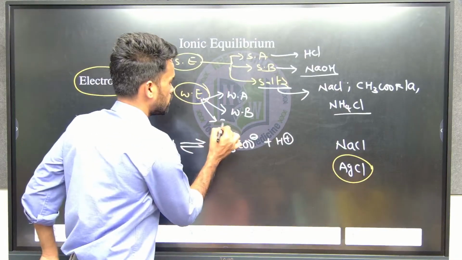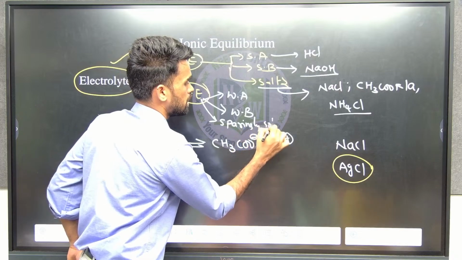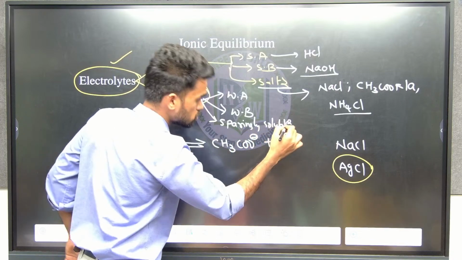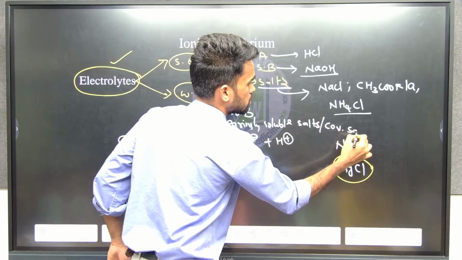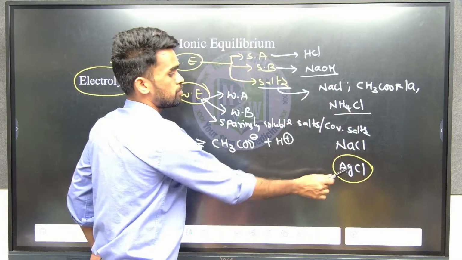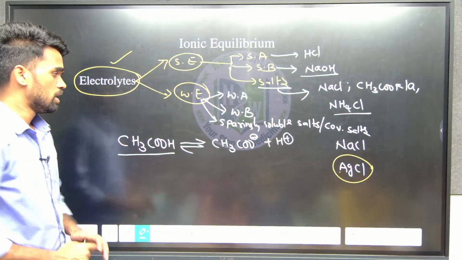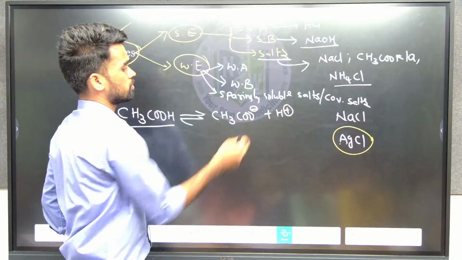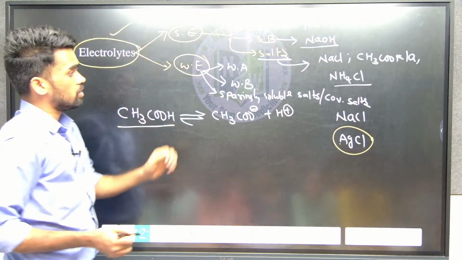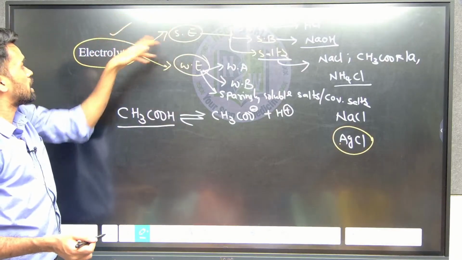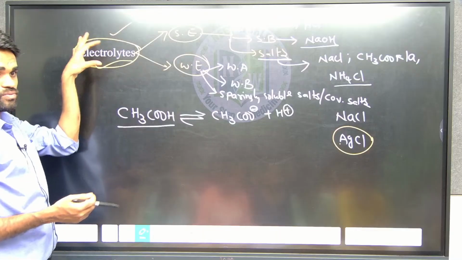Okay, so what is that example? Sparingly soluble salts, or I can simply say covalent salts. Example, you can write AgCl. These are the examples for weak electrolytes. Okay, so now, all weak electrolytes and strong electrolytes are considered as the classification of these electrolytes.